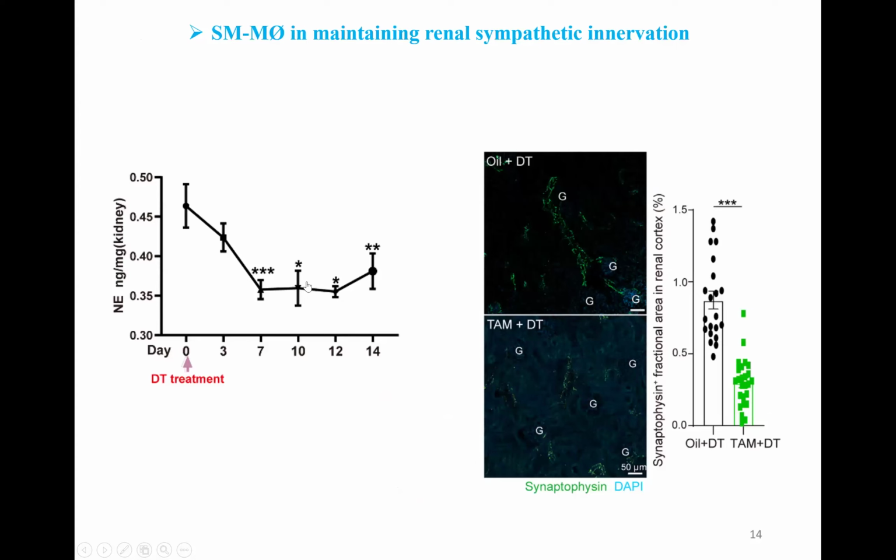Also, it showed that after depletion of self-maintaining macrophages, the sympathetic neurotransmitter norepinephrine was reduced in the kidney, as well as a decreased distribution of presynaptic marker. Therefore, we conclude that the self-maintaining macrophages are important in maintaining the renal sympathetic innervation.